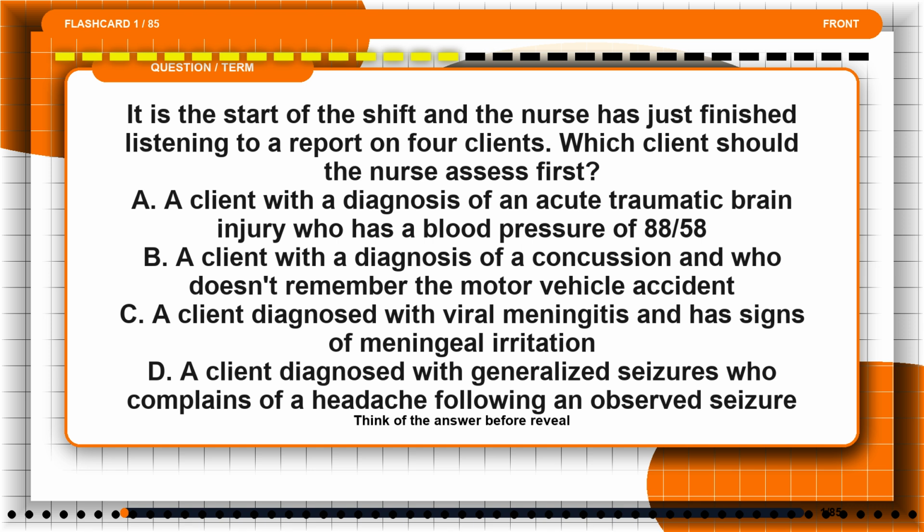B. A client with a diagnosis of a concussion who doesn't remember the motor vehicle accident. C. A client diagnosed with fibromyalgia and has signs of meningeal irritation. D. A client diagnosed with generalized seizures who complains of a headache following an observed seizure. Think of the answer before the reveal.